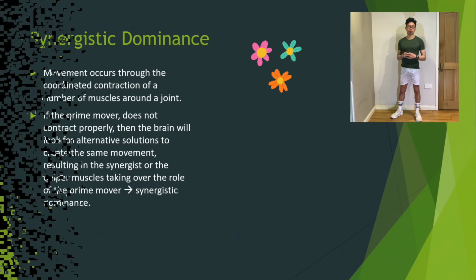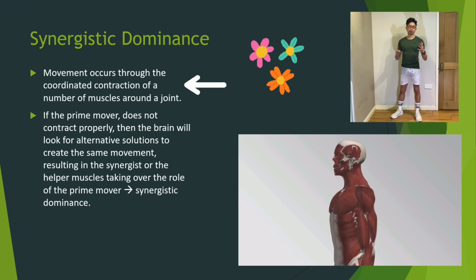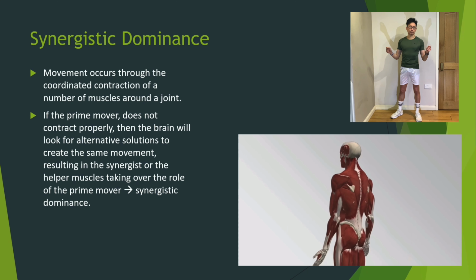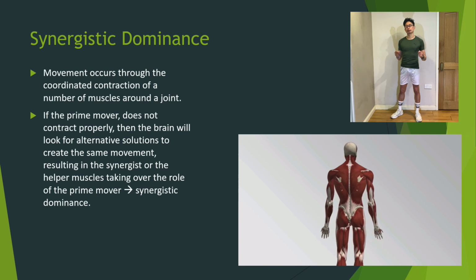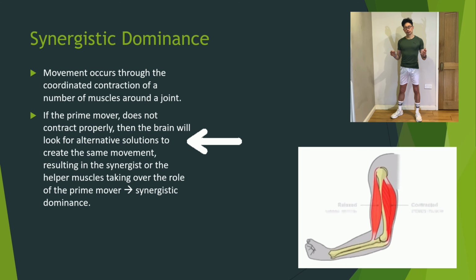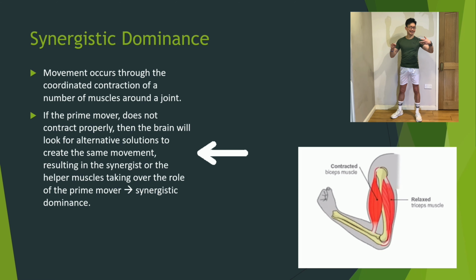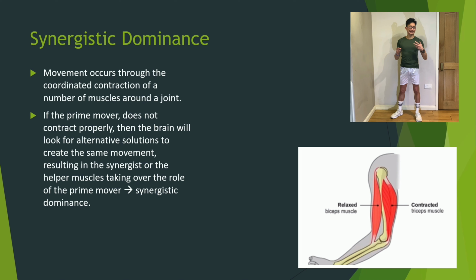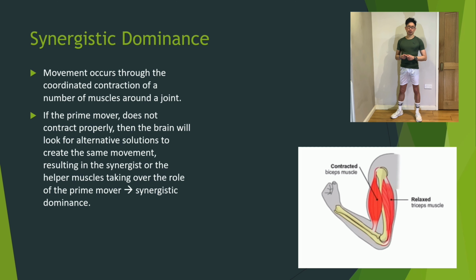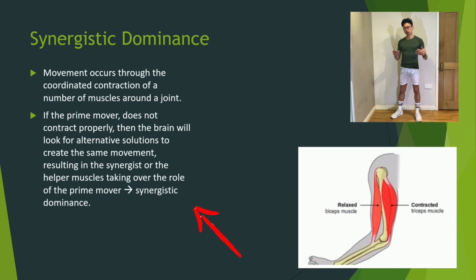Now, we already know muscles work in groups because movement occurs through a coordinated contraction of a number of muscles around the joint. To put it simply, if the prime mover doesn't contract properly, then the brain will look for alternative solutions to create the same movement, resulting in the synergist or the helper muscles taking over the role of the prime mover. This phenomenon is known as synergistic dominance.